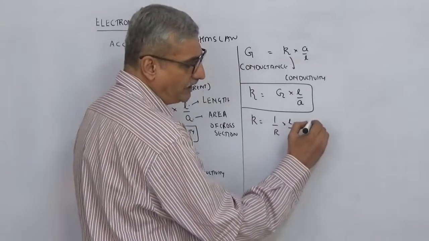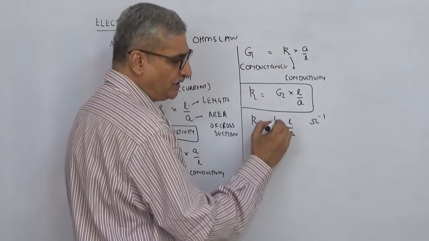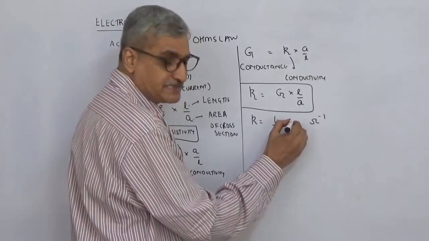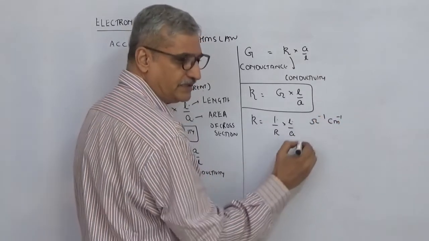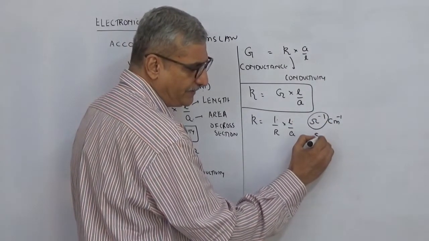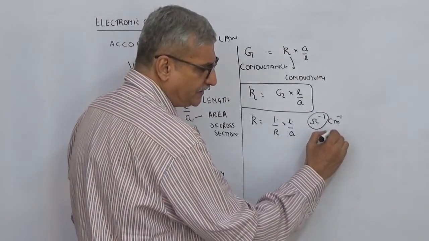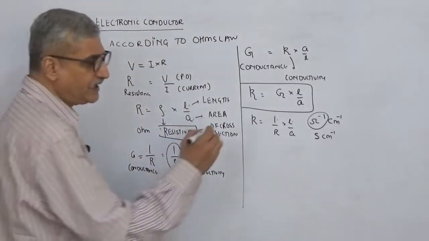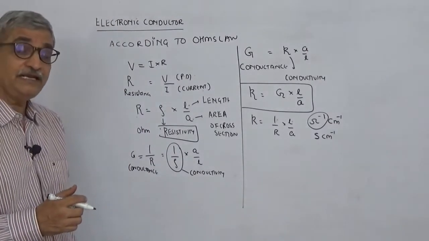So 1 upon R is what? Is per ohm. Resistance is ohm. So 1 upon R is per ohm. And then look, this length is in centimeter, this is centimeter square, per ohm per centimeter. But per ohm is also called as Siemens, capital S. Small s is second, so this is capital S. So Siemens per centimeter is a unit of conductivity. So having derived this, now we have to talk about what you call in an electrolytic solution.